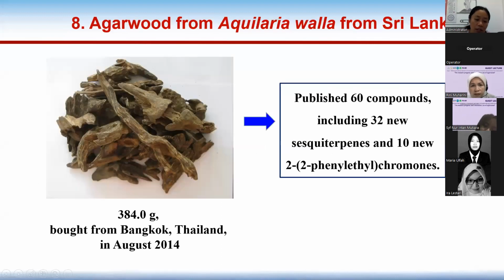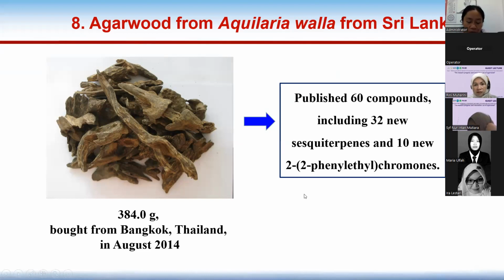And the 8th sample is agarwood from Aquilaria walla. This is also another species. Walla is recorded mainly distributed in the wet and intermediate zones of Sri Lanka, and a minority in southwest India. Its agarwood usually appears black with small white spots and has a unique cool fragrance. So the smell of Walla agarwood is also different from other agarwood.